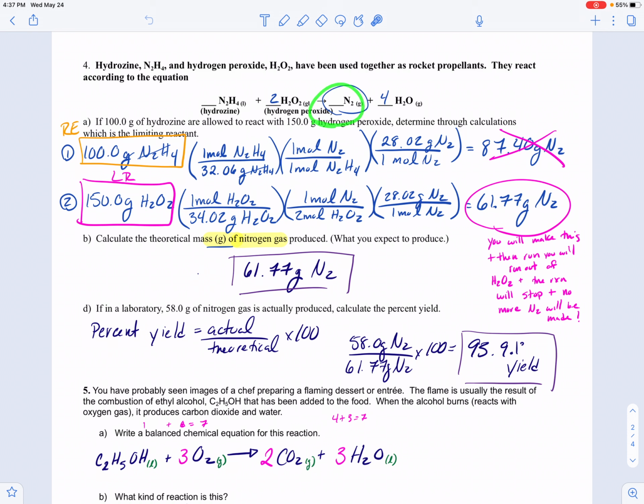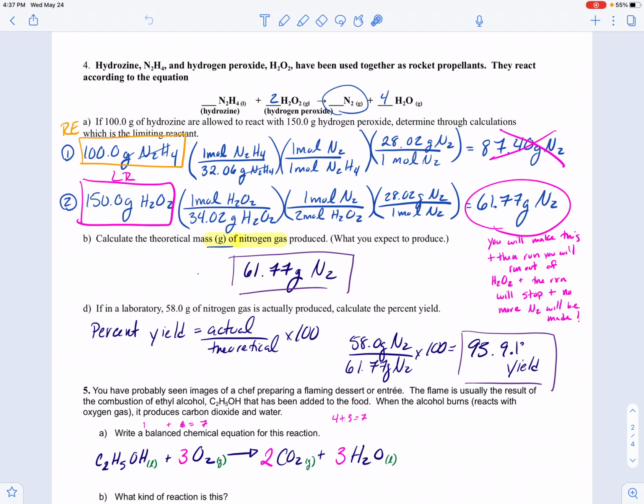And in this case, I'm going to choose N2 just because I ask about it in the next problem. So I go from 100 grams of hydrazine to grams of N2, and I go just across my mole map. So 1 mole of N2H4 is 32.06 grams of N2H4. Grams of N2H4 cancel. Every 1 mole of N2 is going to be created with every 1 mole of hydrazine.